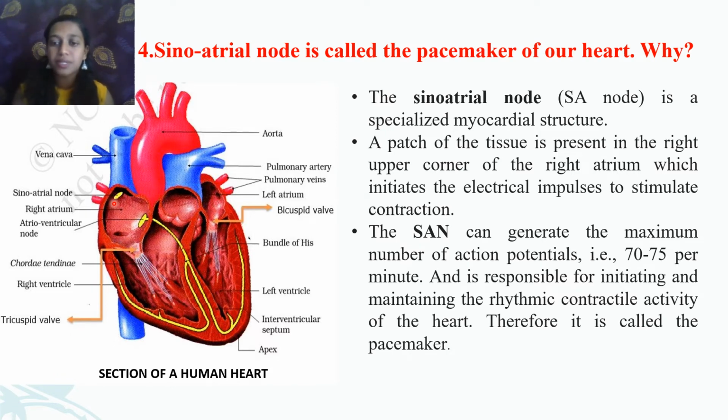So the sinoatrial node is a small patch of tissue which generates action potential, meaning the heart chambers start contracting due to this. They generate action potential at 70 to 75 per minute, and it's responsible for the rhythmic contractile activity of the heart. So it's called the pacemaker of our heart.